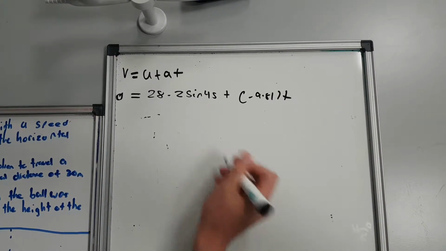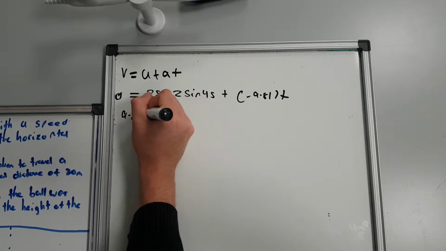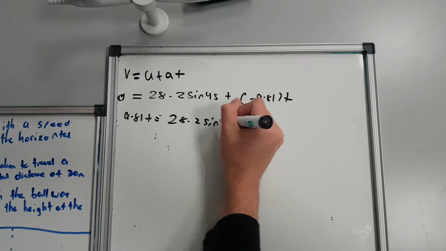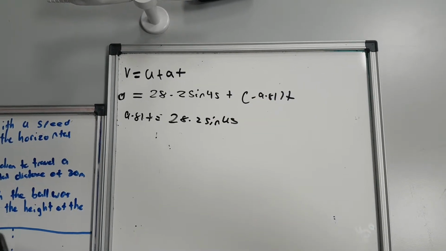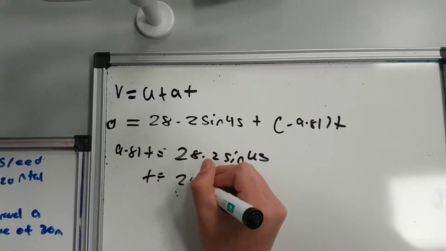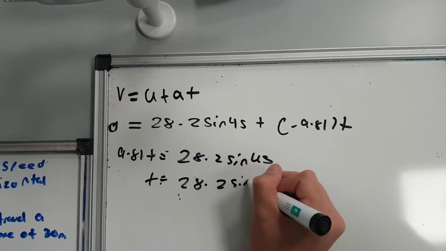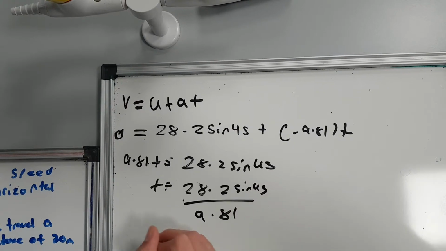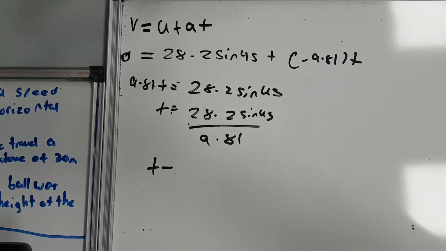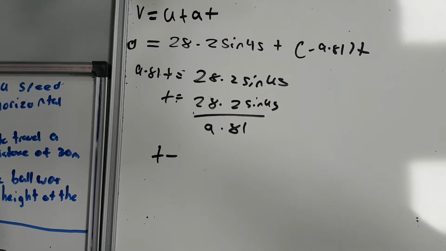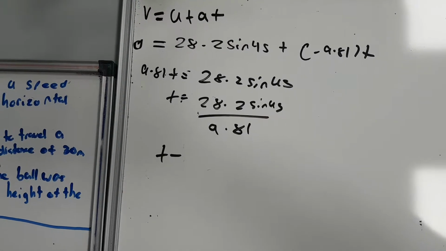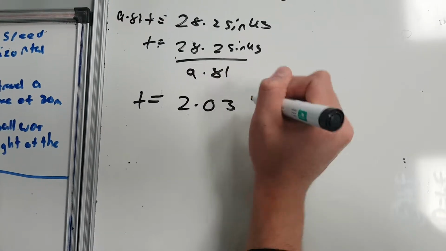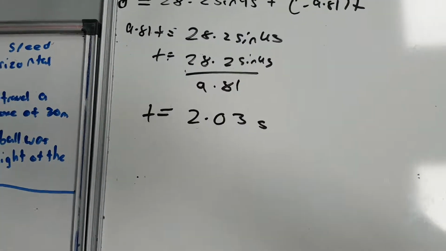And you just want to rearrange that so you get 9.81 t is equal to 28.2 sine 45. And so t is equal to 28.2 sine 45 over 9.81. Then we find t to be equal to 2.03 seconds to 3 significant figures.